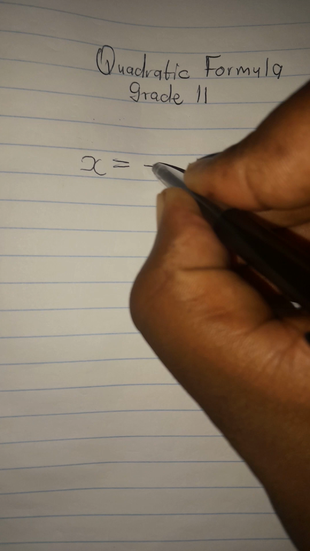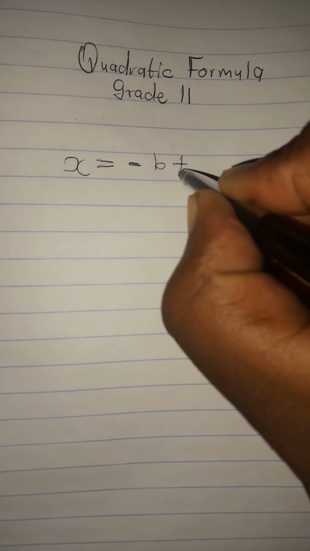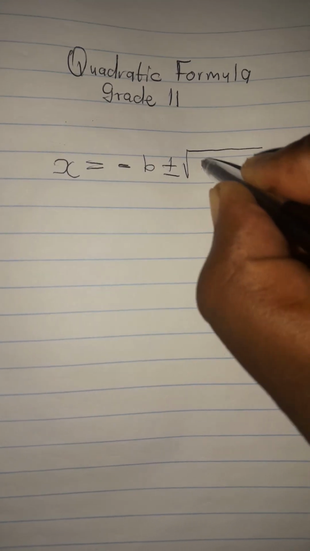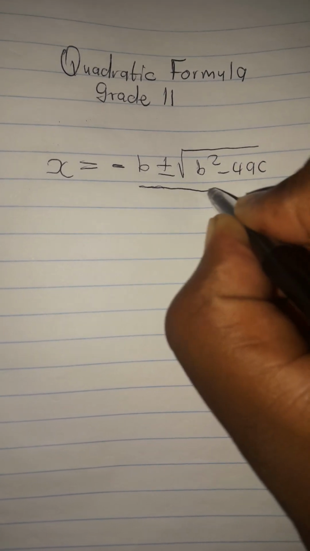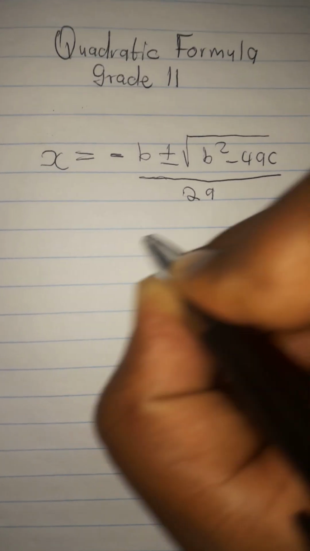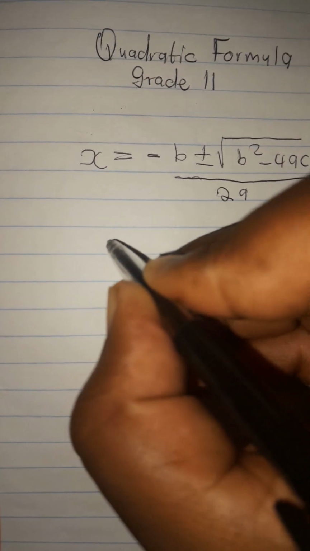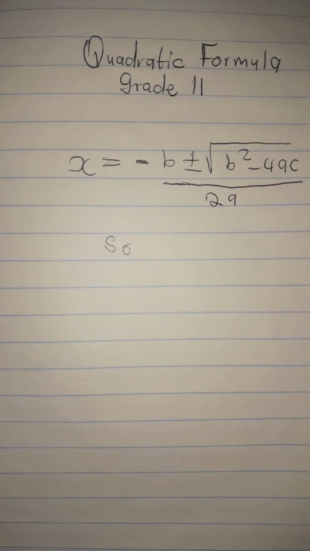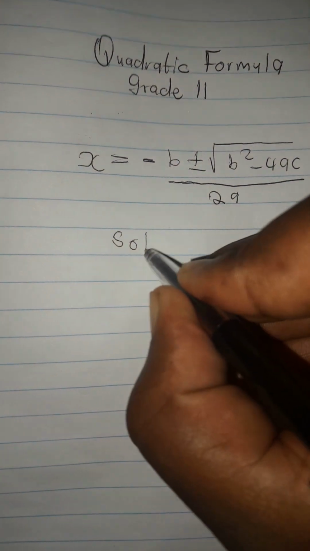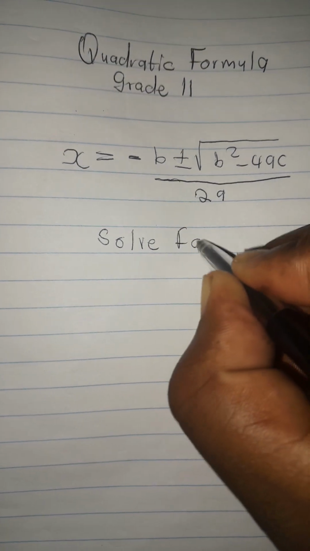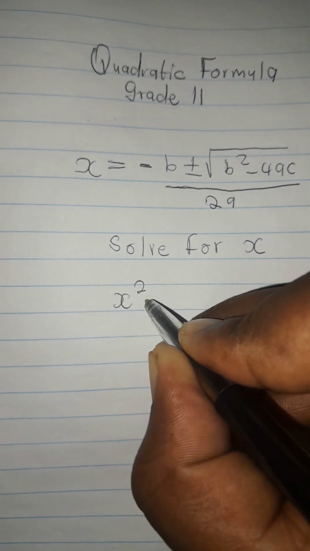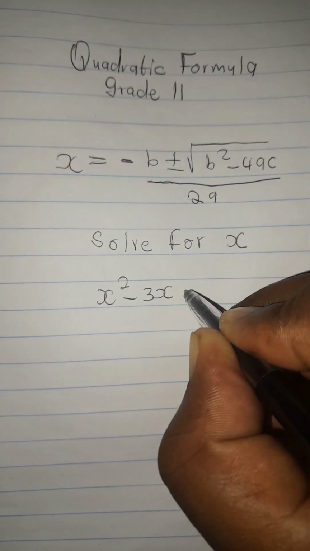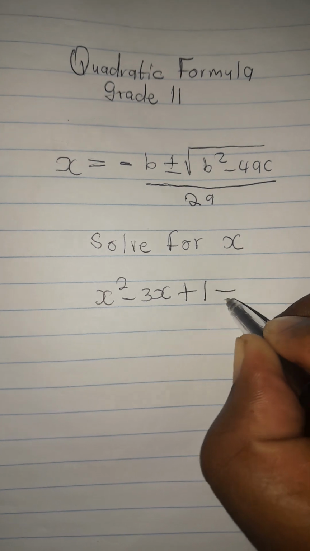The quadratic formula is denoted as x equals negative b plus or minus the root of b squared minus 4ac, divided by 2a. Consider this: solve for x. We are given x squared minus 3x plus 1 equated to 0.